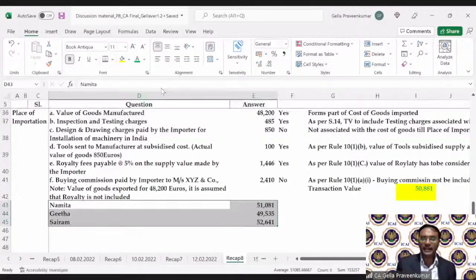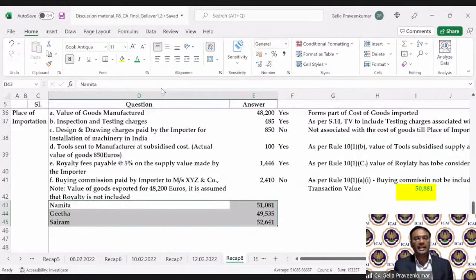Let me know if you have any doubts on this analysis and reasoning. Any of you have any reasoning, please let me know. I think Naveen, you have made this small mistake. P. Naveen Kumar has given 50,981.